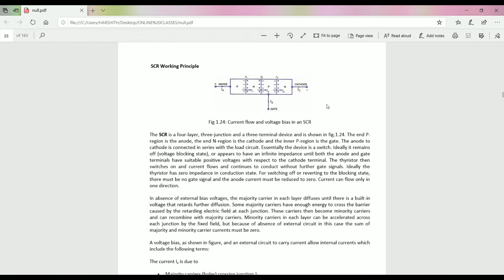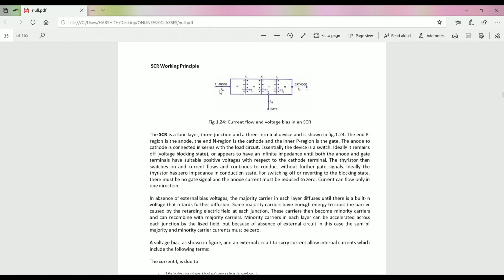Both the junctions J1 and J3 become reverse biased, and J2 is forward biased. So the polarities are reversed. First, anode is positive and cathode is negative, the forward biased condition. In this condition, J1 and J3 are both forward biased, and J2 is reverse biased.